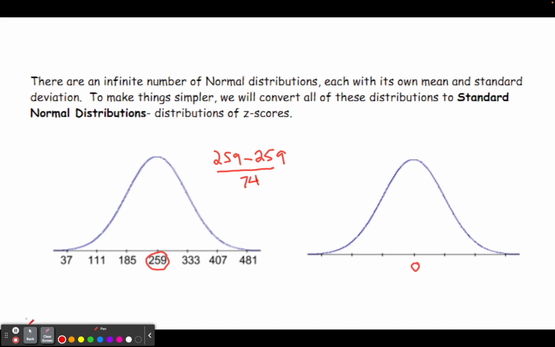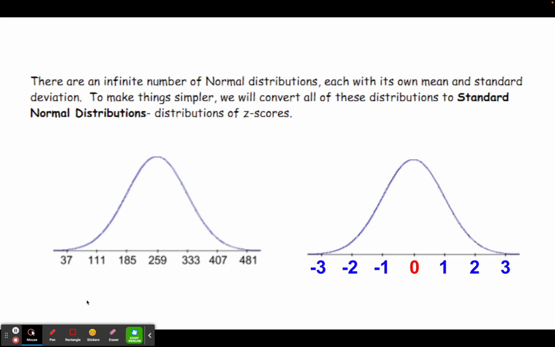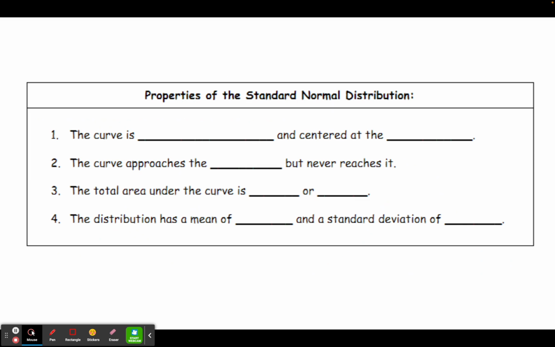Now, if we repeat that calculation, but instead of using 259, let's say we do it for 333. So 333 minus the mean of 259 divided by the standard deviation of 74. Well, that's 74 over 74, which is 1. That gives us a z-score of 1. So I think you can see pretty clearly here what's going to happen. We have positive z-scores on the right, negative z-scores on the left, and this is what we refer to as our standard normal distribution.